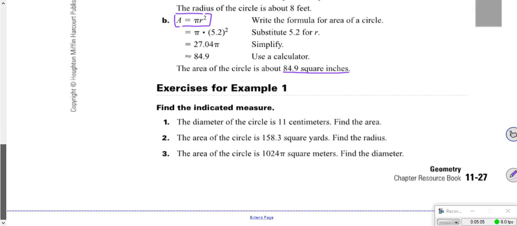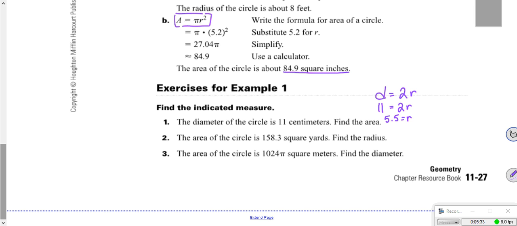Okay, let's look at some of these examples. So find the indicated measure. The diameter of the circle is 11 centimeters. Find the area. Well, first of all, diameter, remember, is 2 times the radius. So if diameter is 11, then that means your radius is 5.5. That's the first thing, 11 divided by 2, right?